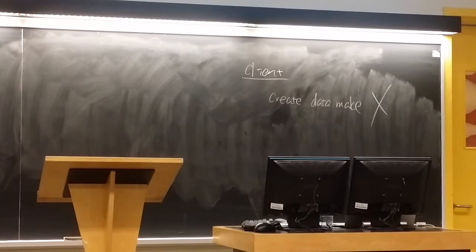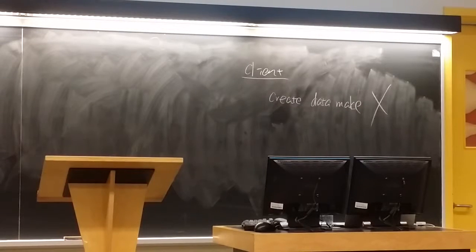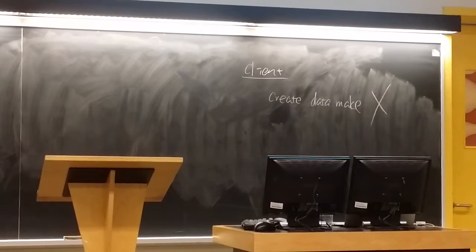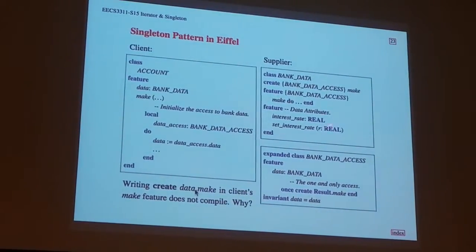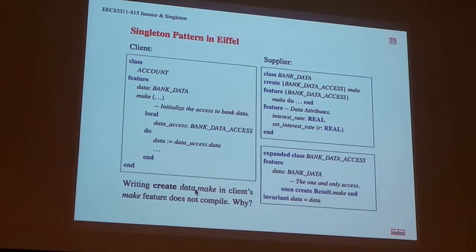Can I say it again? I still don't understand. Okay, so we're trying to say that from the client's point of view, you can never make such a call as create data.make. This would actually create a new object of type bank data, and that's something we want to avoid. We want to create only one single instance of type bank data. So we never want any client's objects to call create data.make.